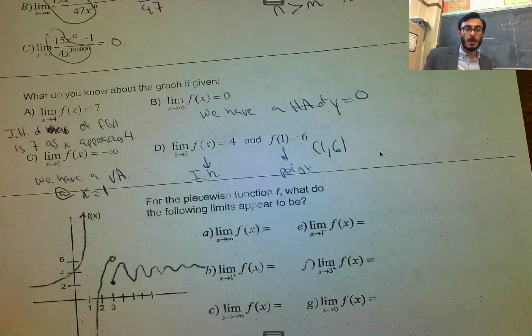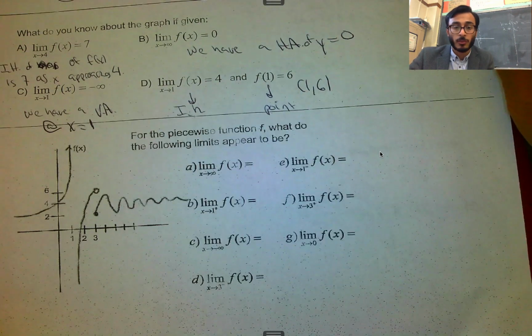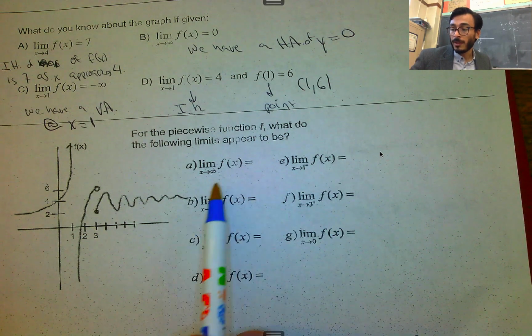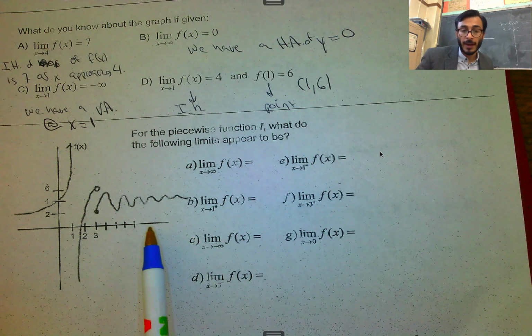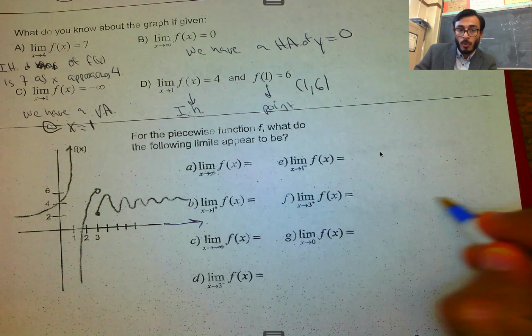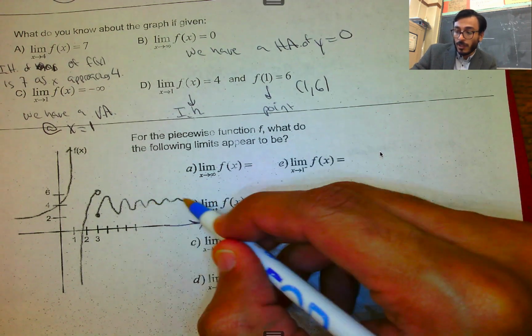Alrighty then. So, okay, for the next part, we are given a piecewise function, and you're being asked, what do the following limits appear to be? So for letter A, what's the limit as x approaches infinity? So if I could keep extending this graph more and more, what do you surmise this graph would keep doing?